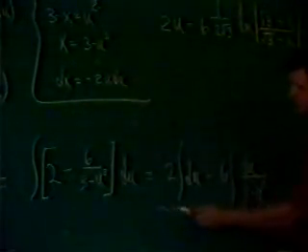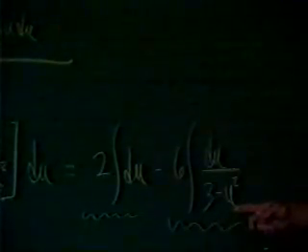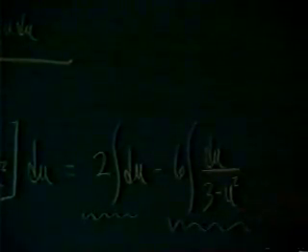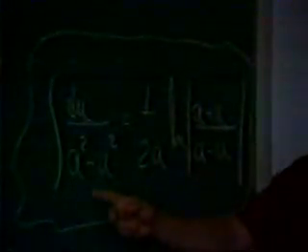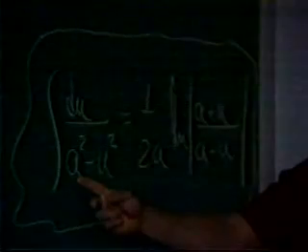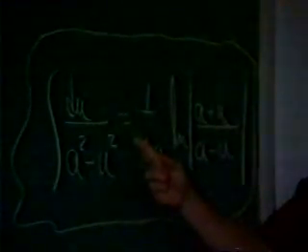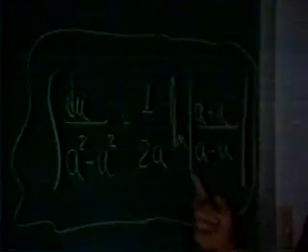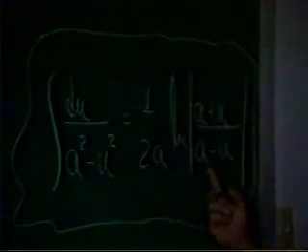This integral is easily handled. This integral can be handled in one of several ways. At this point, depending on the textbook you're using and the instructor you have, you may have already encountered a way of handling this. You may have encountered a formula. If you have learned it by formula, this is what your formula looks like. The integral of du over a squared minus u squared is equal to 1 over 2a times the log of a plus u over a minus u.